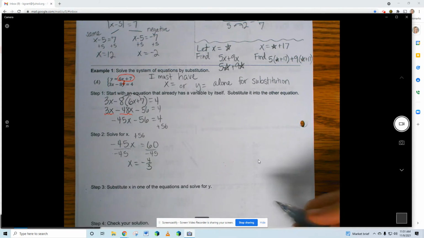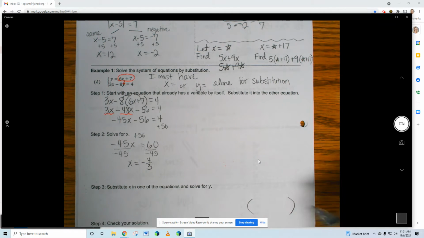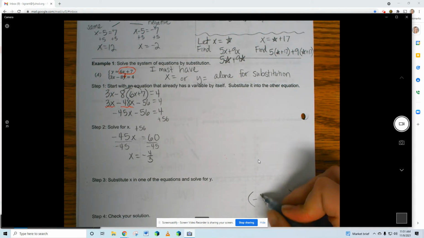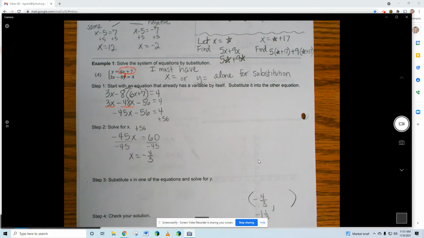Now, eventually my goal is to have an ordered pair solution. So, yeah, it's 4/3, but if I were to ever graph it, it would be negative 1 and 1/3. If I were to graph it, change it to a mixed number. So I have half of my solution done. I have my x value, but I don't have my y value yet. This work, plugging in 6x plus 7, solving for x, is how I found x.